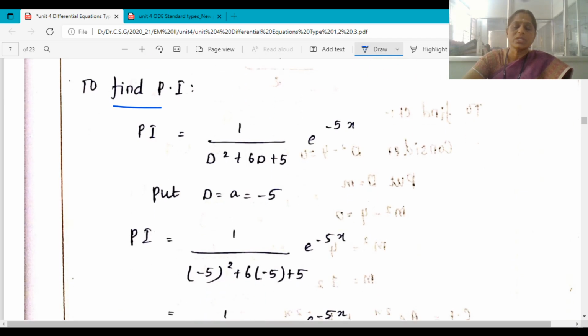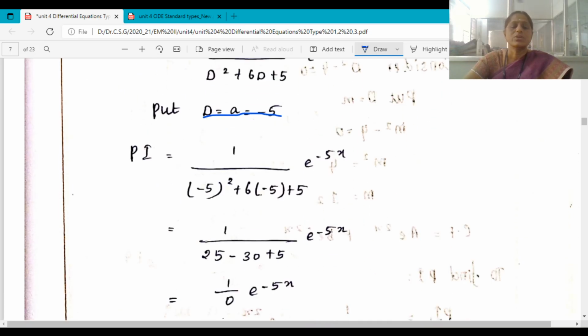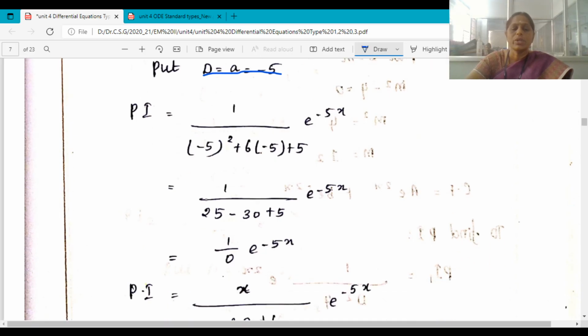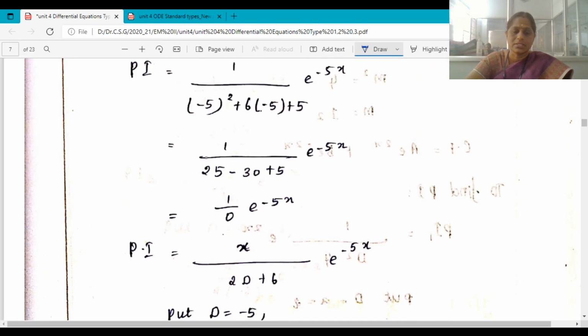And for exponential functions, in order to get the particular integral, you have to replace D by a. What is a here? Minus 5. So this is (minus 5) the whole squared plus 6 into minus 5 plus 5, into e power minus 5x. And when you substitute, you are getting the denominator 0. So here you cannot quit this step, since 1 by 0 is infinity.